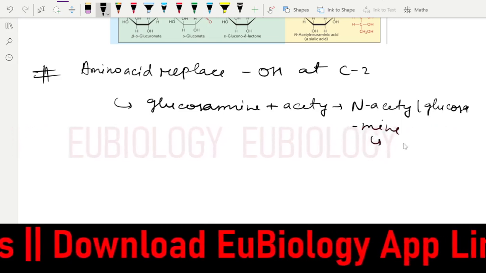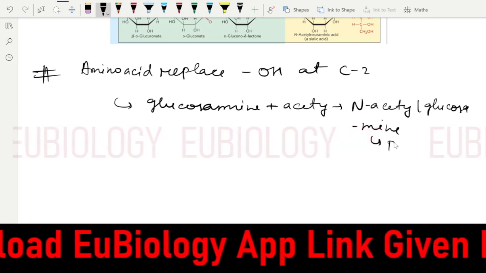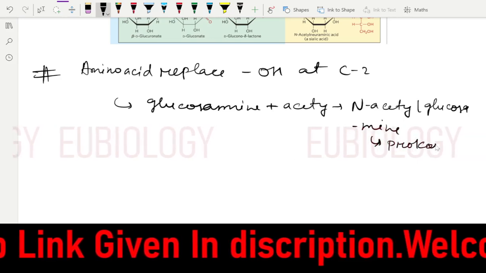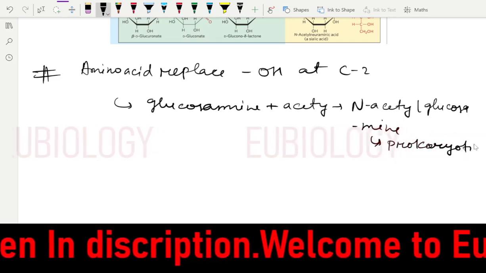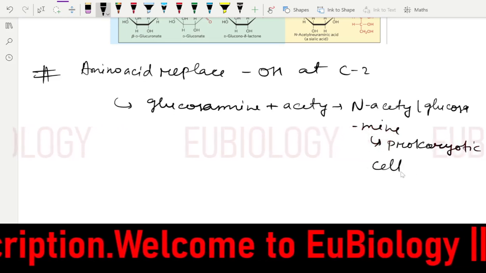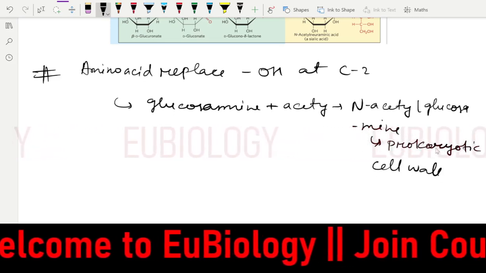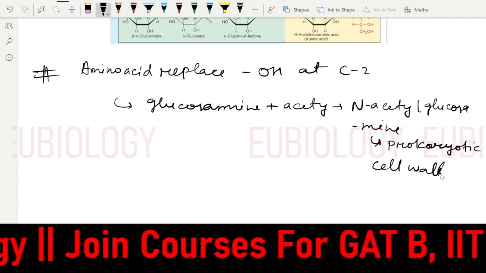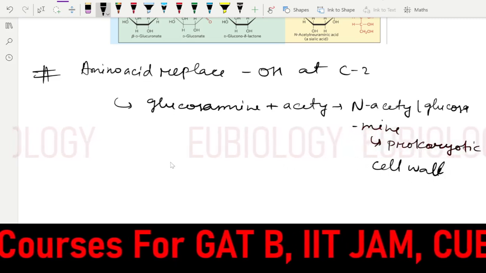And this N-acetyl glucosamine is helping where? It is forming the prokaryotic cell wall. Okay, remember it. Mycoplasma don't have the cell wall. It is also prokaryotic, but doesn't have the cell wall.